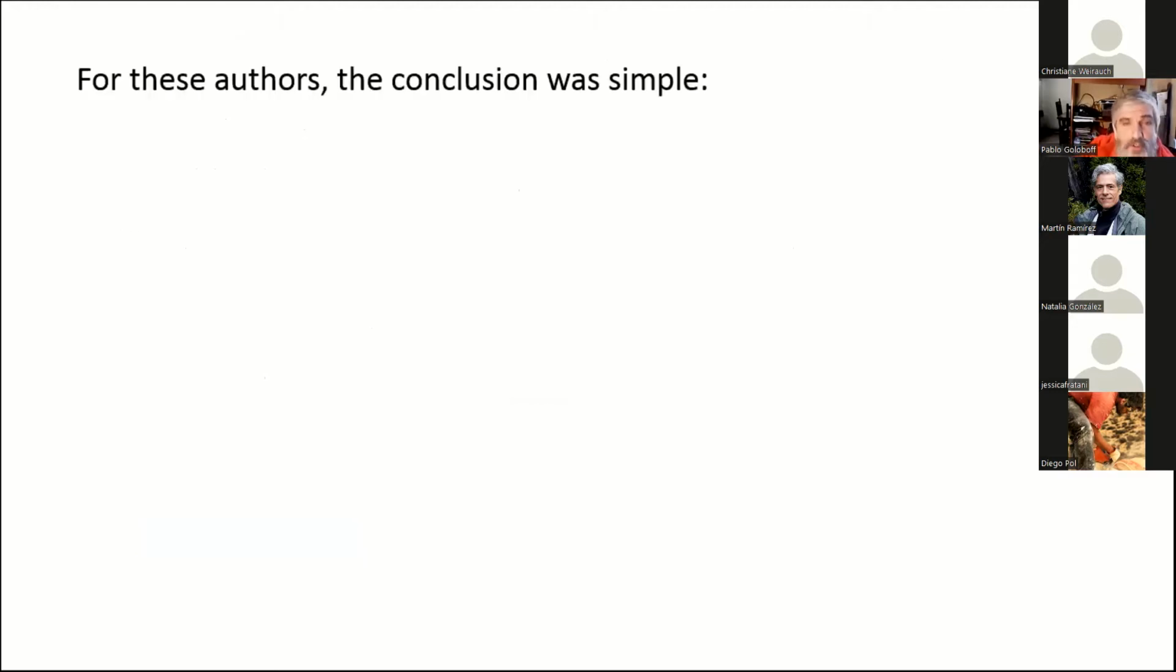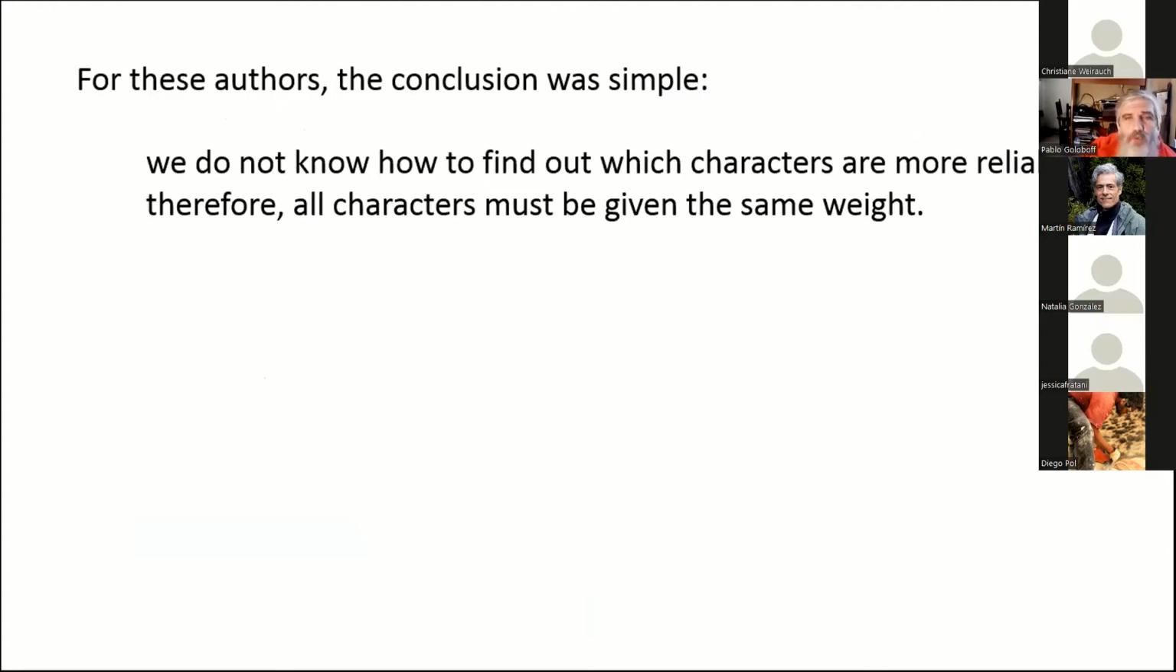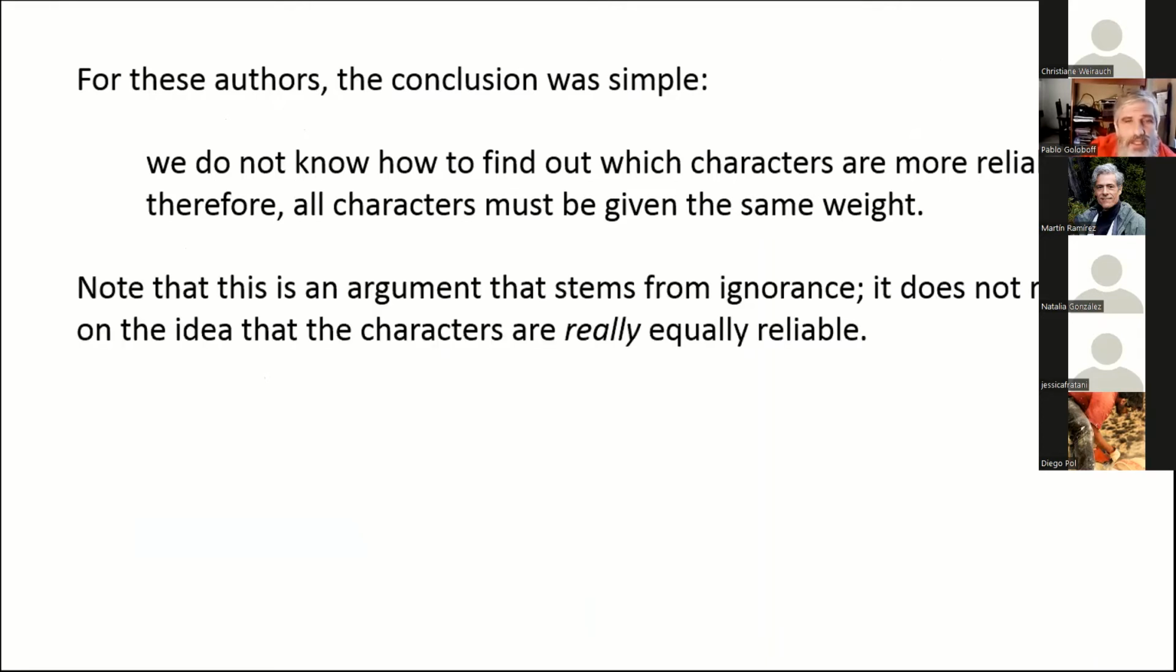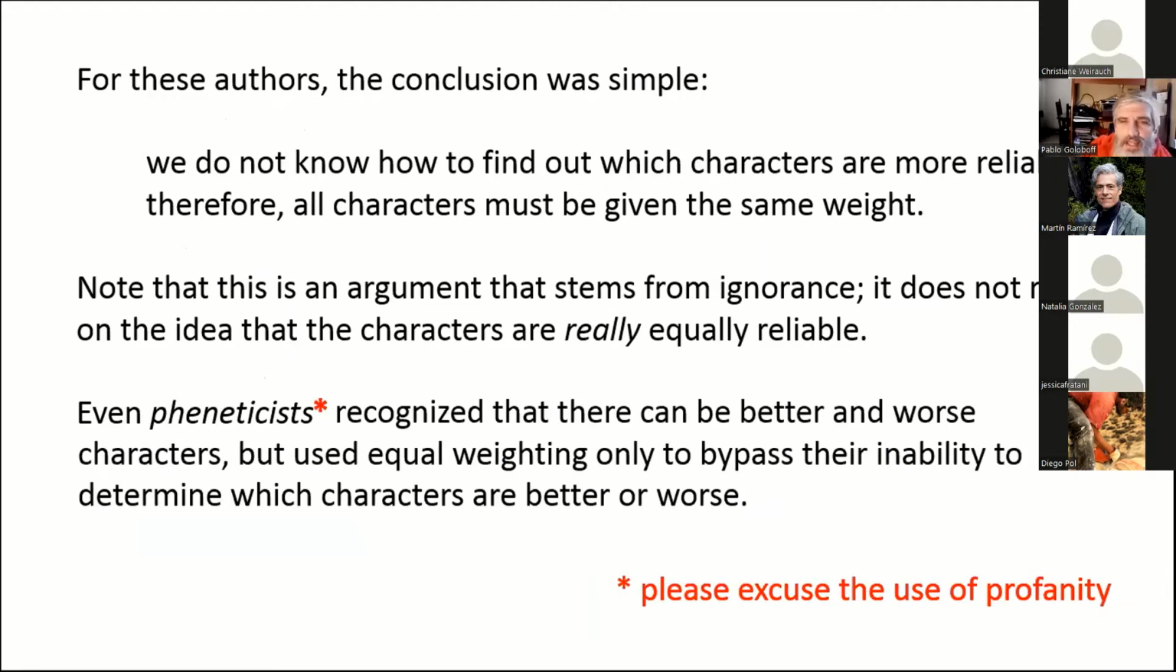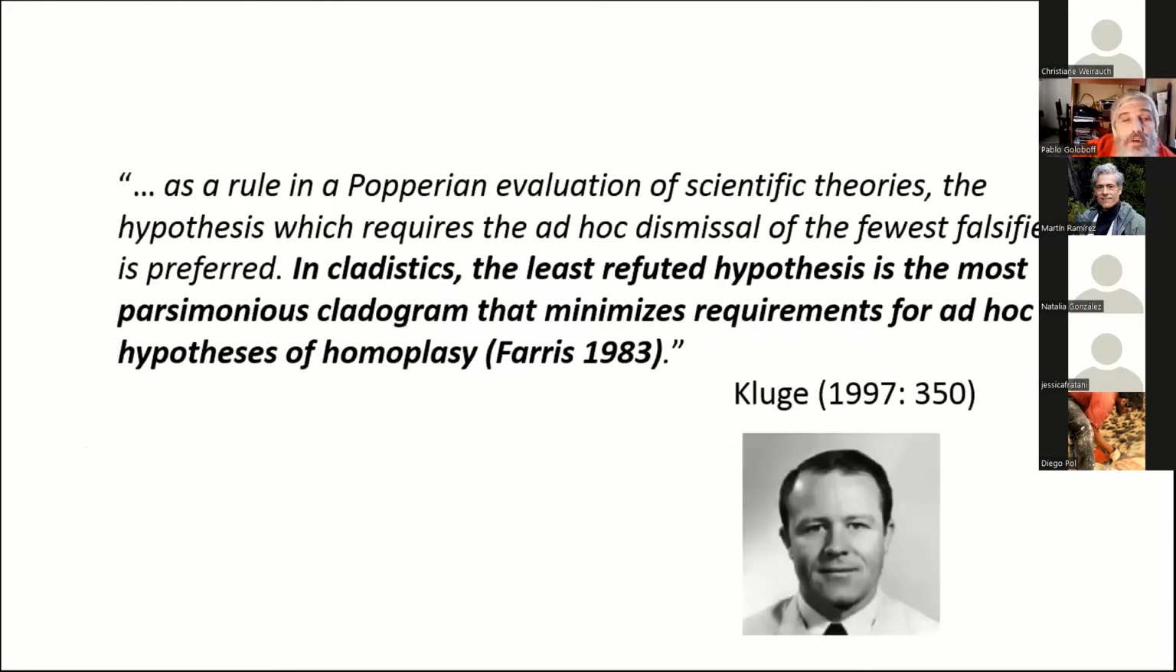So for these authors, the conclusion was simple. We do not know how to find out which characters are more reliable. Therefore, all characters must be given the same weight. Note that this is an argument that stems from ignorance. It does not rest on the idea that the characters are in themselves really equally reliable. Even phoneticists recognize that there can be better and worse characters, but used equal weighting only to bypass their inability to determine which characters are better or worse.